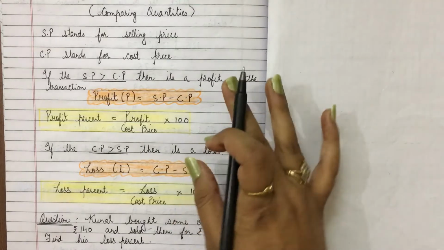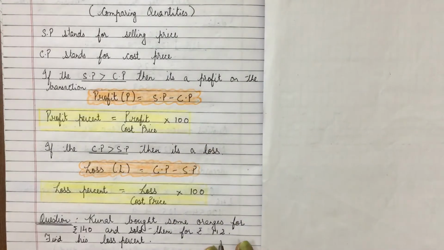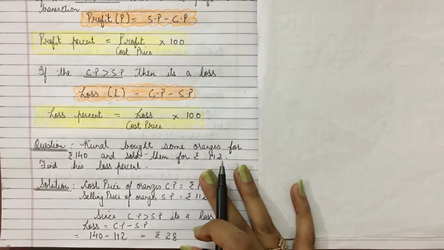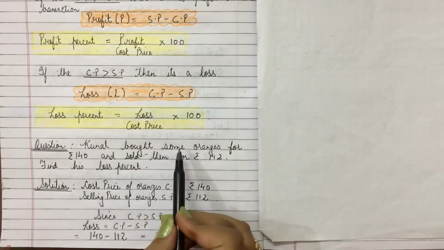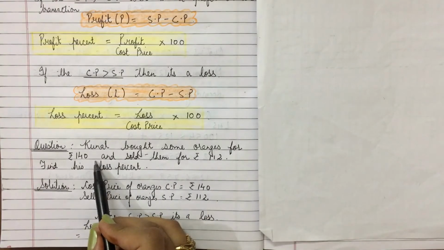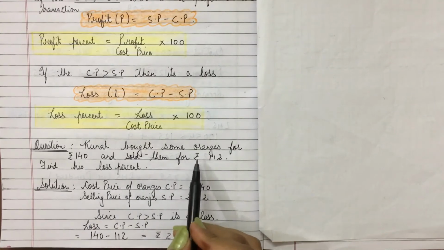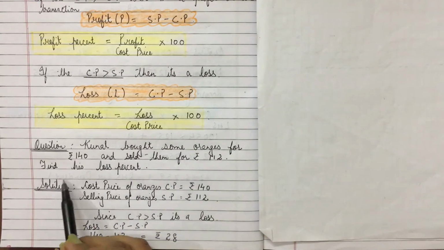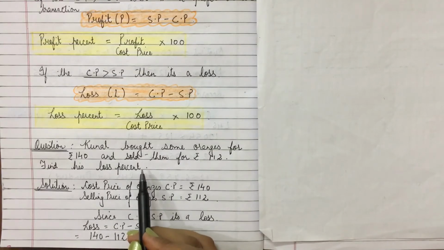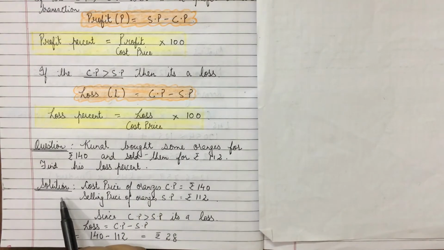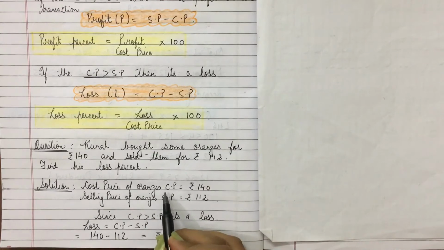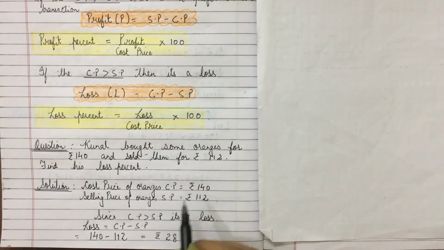To understand how to use these formulas, I have taken a few examples. Let's start with the example. The first question: Kunal bought some oranges for rupees 140 and sold them for rupees 112. Find his loss percent. Now from this question, the things which are given to us are that the cost price of oranges, the CP, is rupees 140. The selling price of oranges is rupees 112. Now if I compare, since the cost price is greater than the selling price, therefore it is a loss.